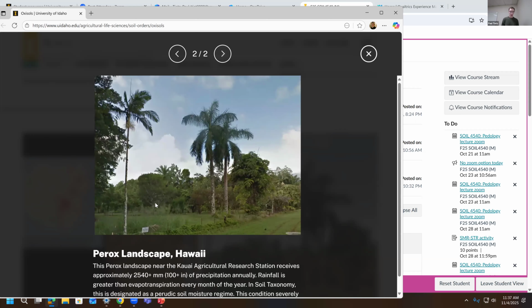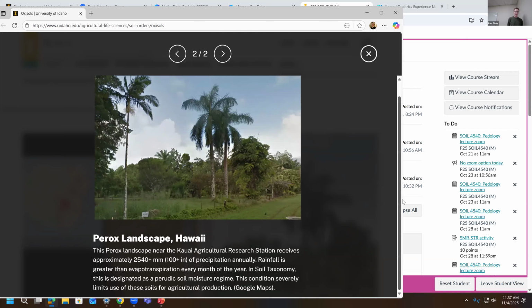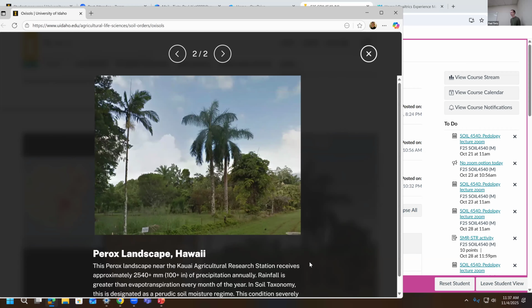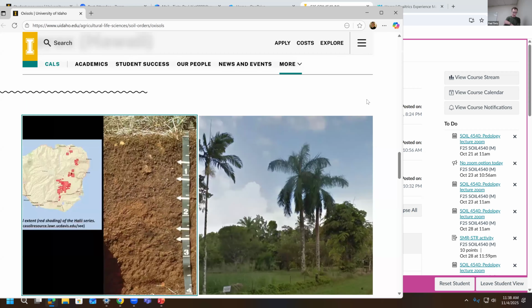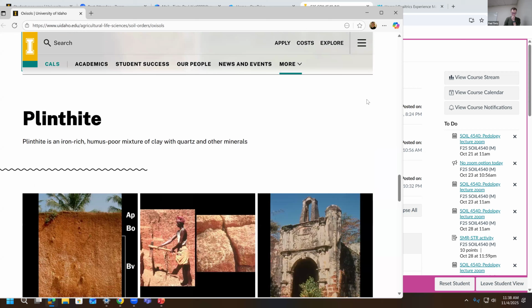Agricultural research station here, over 100 inches of rain per year. Pretty crazy to imagine. Rainfall greater than evapotranspiration every single month of the year. Perudic soil moisture regime, severely limiting these soils for agricultural production. It's just so wet there all the time. Hawaii gets, in one of these rainforests, the most rain of anywhere in the US, which would have a pretty dramatic effect on the soil formation there.